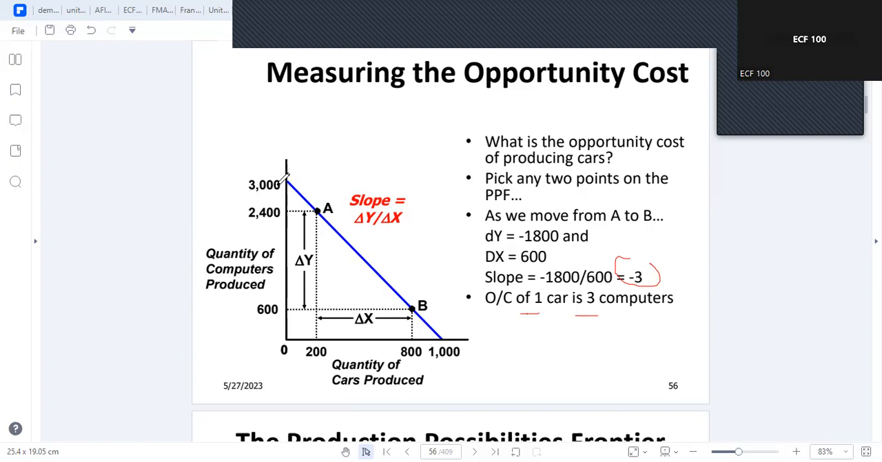Or if we reduce from 3,000 to 2,400, moving from this point to this point, you can still get the same answer. We subtract 3,000 minus 2,400, which is 600, and here we have 0 minus 200. So this is 600 divided by -200. We're still going to get -3. So this is how we calculate the opportunity cost.